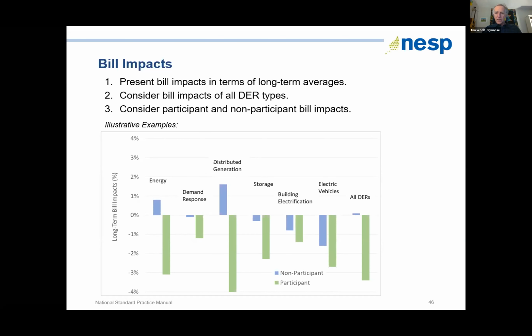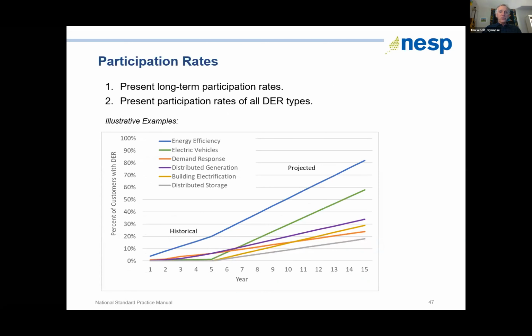And then the key thing on the next slide is participation rates. Here along the y-axis, we have the percent of customers who have adopted a DER. And we have on the x-axis 15 years worth of data, because it's helpful to look at a long term. We include both historical and future. And the reason for that is, if you installed a DER, energy efficiency, 4 years ago, and you reduced your bill by 6%, but your rates go up by 1%, that 6% saving still continues as long as those energy efficiency resources are in place. So it's the long-term implication that matters.